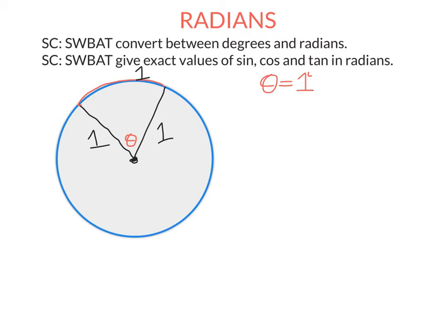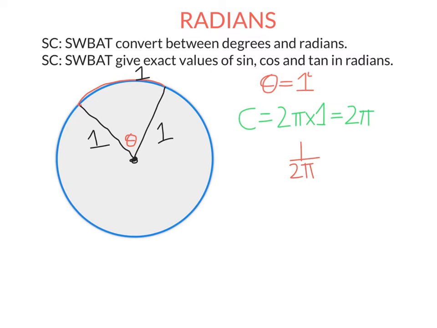So let's figure out what this angle would be in degrees. We know the whole circumference of the circle using the formula 2 pi r, it's just 2 times pi times radius. The whole circumference is 2 pi, 6.28 and so on. So what fraction of the circumference do we have here? Well, of course, this fraction will be 1 over 2 pi. So 1 over 2 pi is around about a sixth. It's a little less than 1/6.